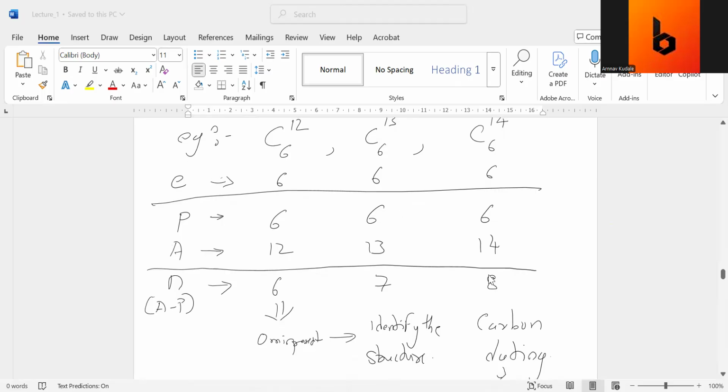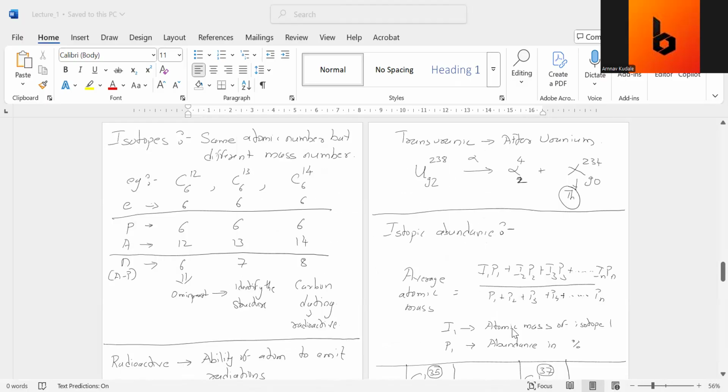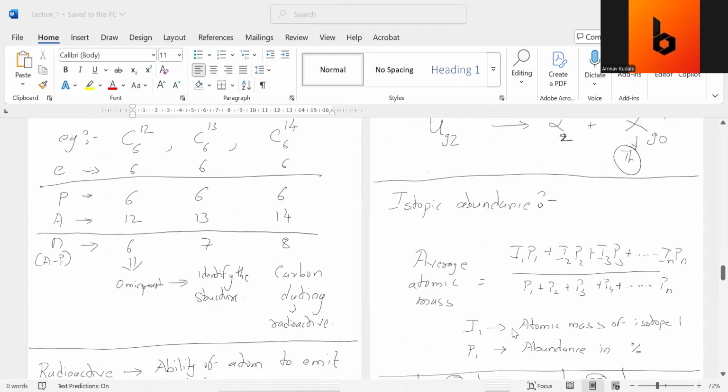Carbon 14 is used for carbon dating, meaning if you get a fossil and they say that this fossil was 300 years old, how do they know it? That is because of the presence of carbon 14, which is a radioisotope. So carbon dating, and it is radioactive. So can you take down these points?